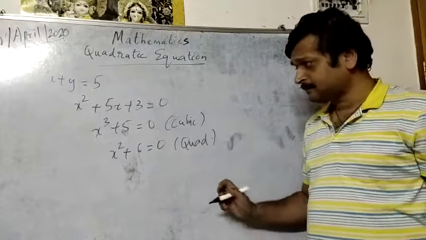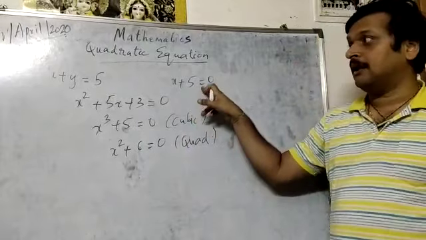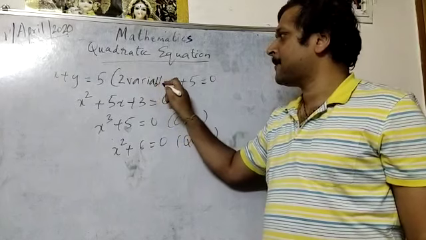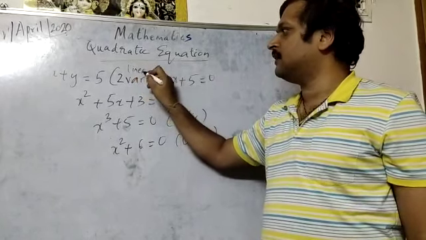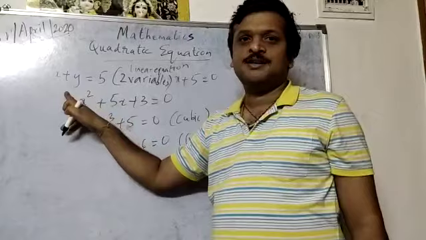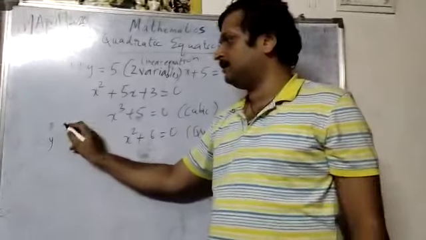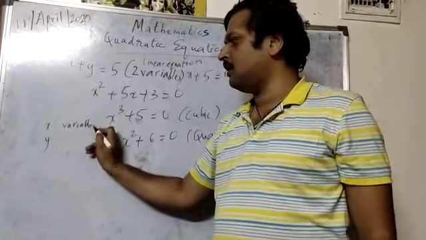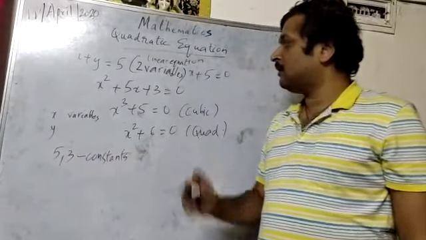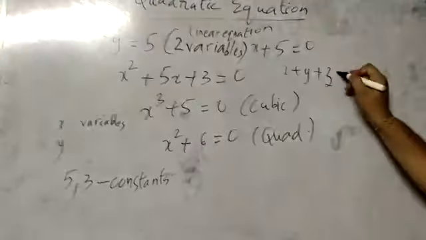Now, x plus 5 equals 0. This is also a linear equation in one variable. This is linear equation in two variables. And this is linear equation. This is called linear equation because the power of the variable is 1. x and y are variables, and 5 and any numbers are all constants. So this is linear equation in two variables, and you can also have linear equation in three variables, and so on.